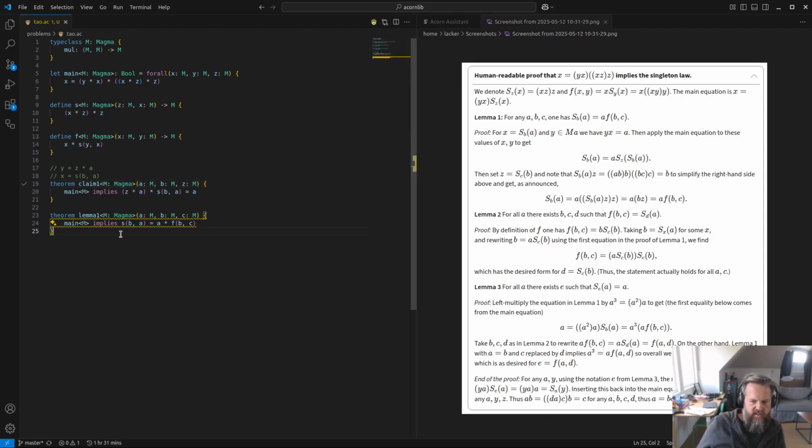So let's see. Back to the lemma. This isn't enough to prove the lemma. So we want to apply the main equation to get this. So a good strategy of formalizing in general in Acorn is you take the equation, that's the big equation in the middle of the page, and then you type that out and see if Acorn gets it right away. So let's do that here. SBA equals A times S of Z S of BA. Okay. That looks good to me.